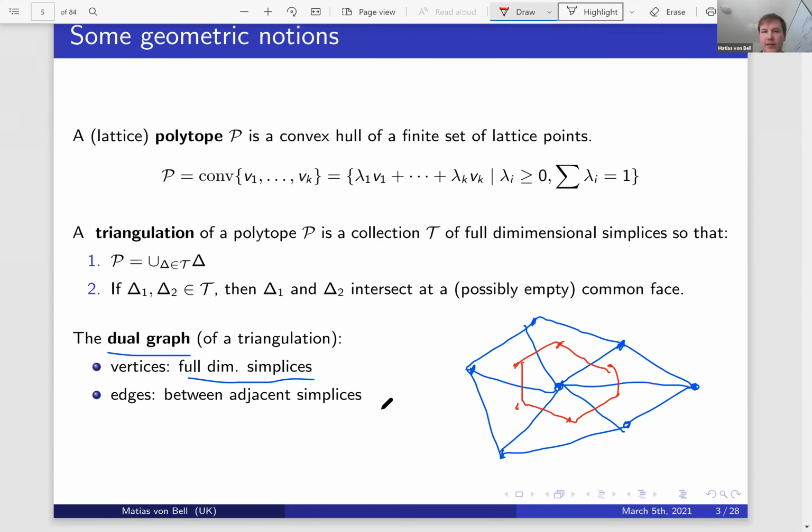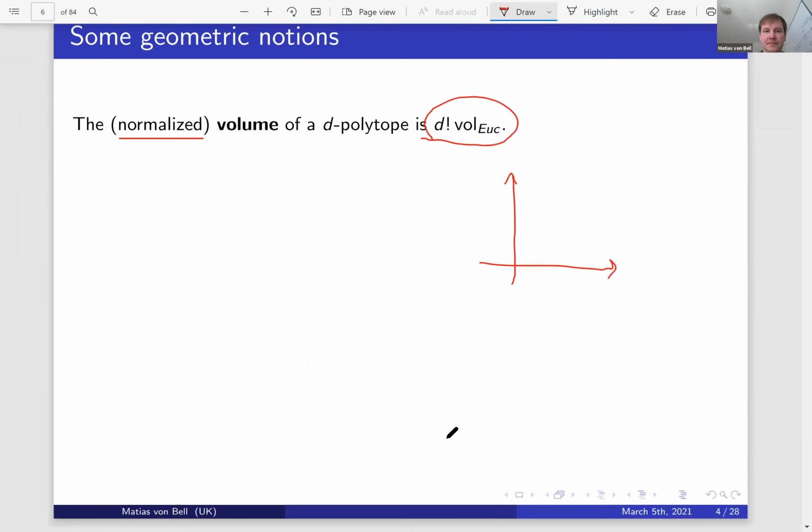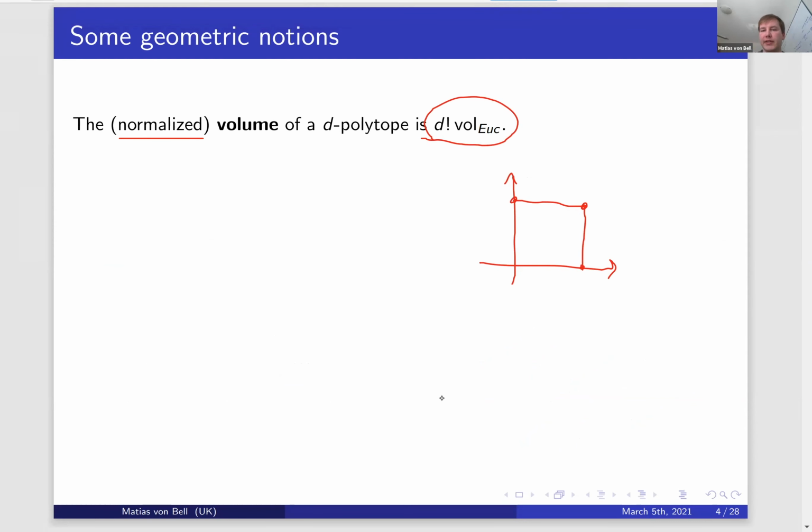And then something about this volume here is that if we have, for example, a unit square, the Euclidean volume is of course 1, but the normalized volume of this thing is 2, and that's because it's a 2-dimensional object, and so we multiply the Euclidean volume by 2 factorial. One way to think about this is that if we have a unimodular triangulation of this polytope, meaning that every simplex has volume 1, then we can compute the volume by adding up the number of these simplices.